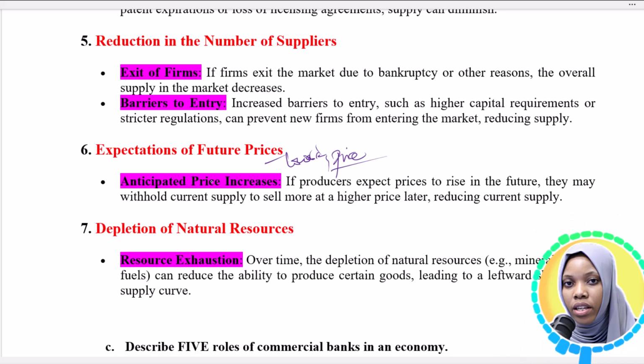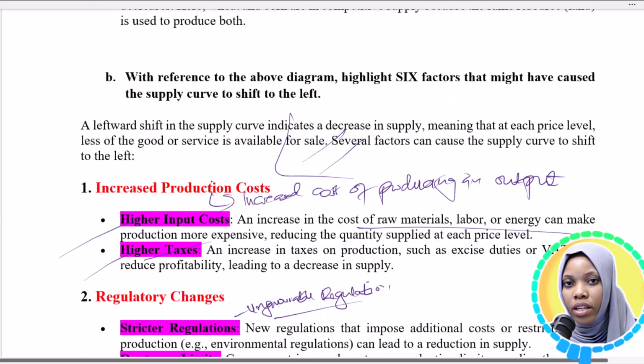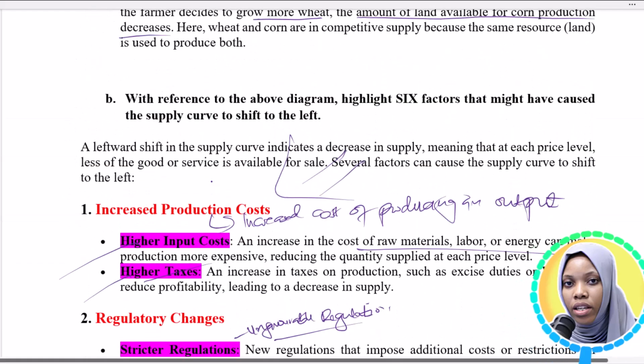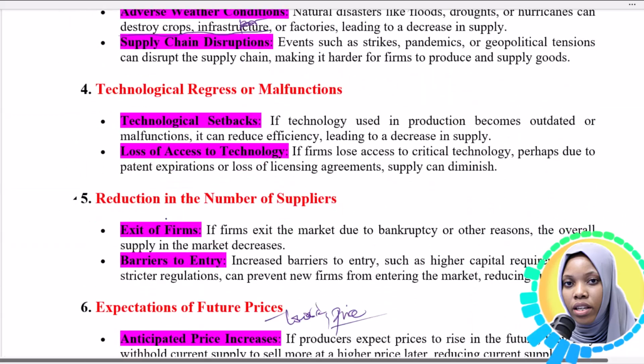And then depletion of natural resources is another factor. It says over time, the depletion of natural resources can reduce the ability to produce certain goods, leading to a leftward shift in the supply curve. That is what can lead to a left shift in the supply curve or left movement.